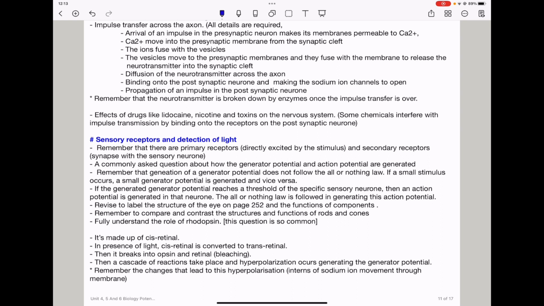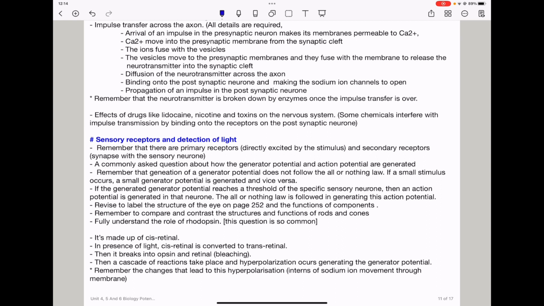Remember that generation of a generator potential does not follow the all or nothing law, and if a stimulus is small, a small generator potential will be generated and vice versa. If the generated generator potential reaches a threshold of the specific sensory neuron, then an action potential is generated in that neuron. So for this case, the all or nothing law is going to be followed in generating this action potential. I advise that you revise to label the structure of the eye on page 252 and the functions of each component within the structure.